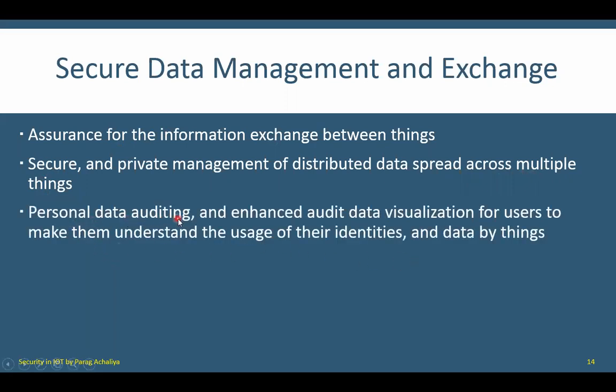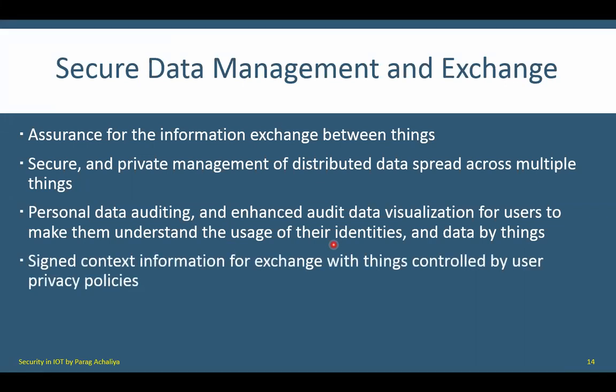There should be personal data auditing and enhanced audit data visualization for users to make them understand the uses of their identities and data by things. So whenever any data is generated by any object, it should be clearly indicated which device has generated which kind of data. So there should be personal data auditing of each device. That means which data is generated by which device, at what time, in which condition. All this personal auditing will be done for all types of generated data, and this data must be provided as and when it is required.